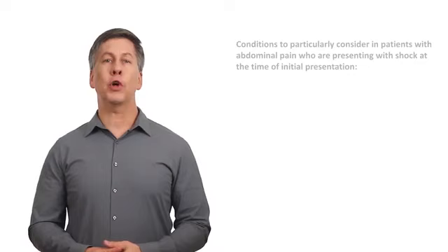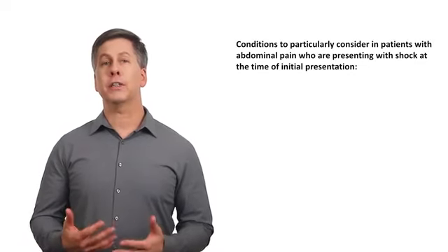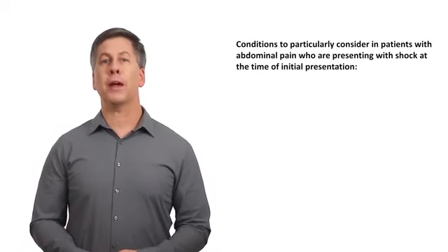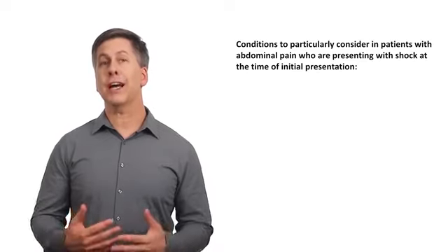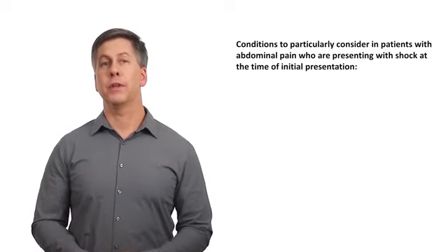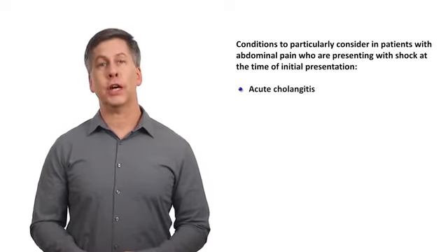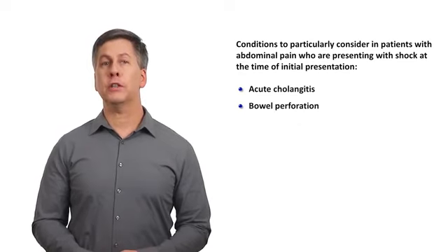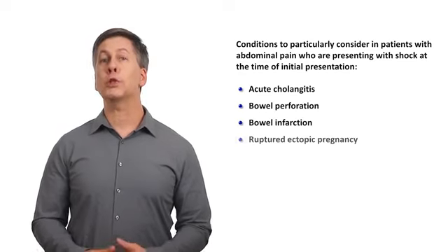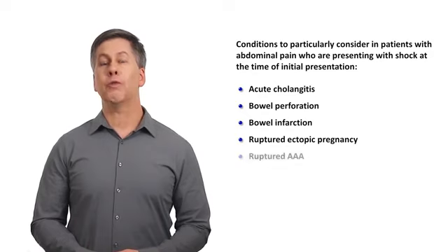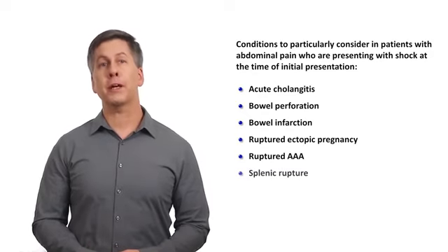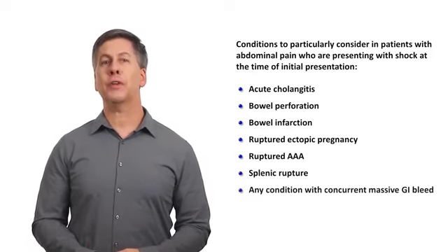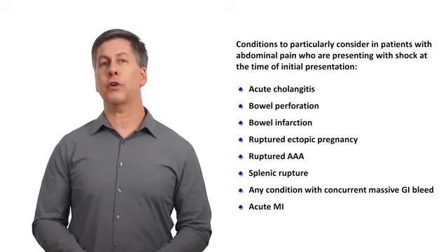Finally, I'll end by listing those conditions to particularly consider in patients with abdominal pain who are presenting with shock at the time of initial presentation. These include acute cholangitis, bowel perforation, bowel infarction, ruptured ectopic pregnancy, ruptured AAA, splenic rupture, any condition with concurrent massive GI bleed, and an acute myocardial infarction.